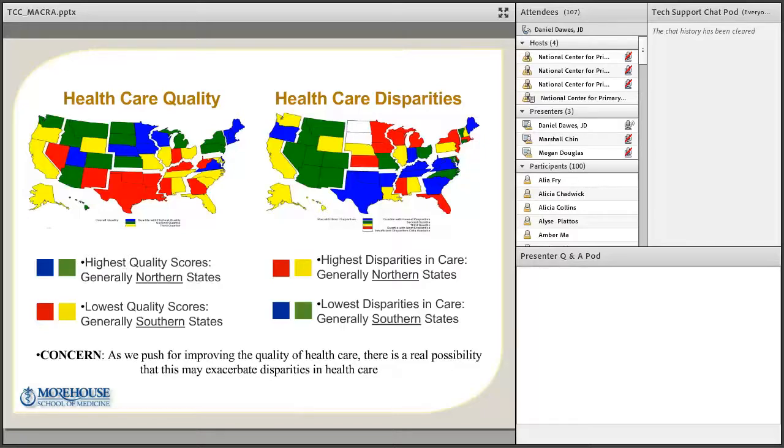So the concern is that as we're pushing for improving the quality of healthcare in our country, there is a real possibility that this may exacerbate disparities in healthcare.